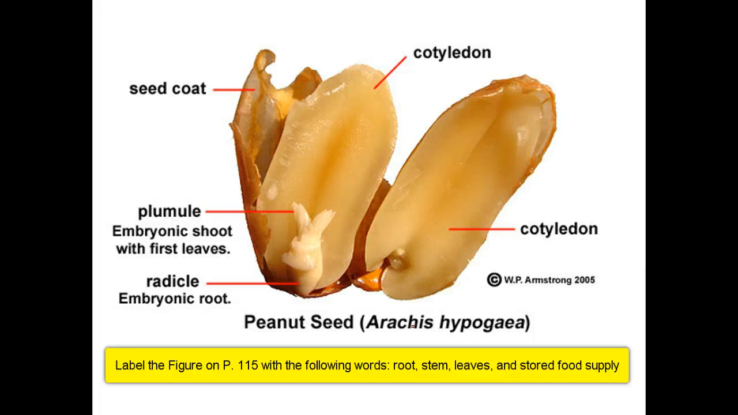And it asks you to label the root, the stem, the leaves, and the stored food supply on the diagram on page 115. And you can see the lines leading from that. Now again, use those words. Don't use the words that you see here in this PowerPoint right here. So go ahead, pause this, and try to label those, and we'll go through that.